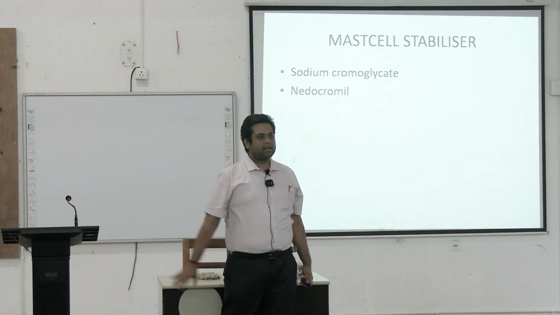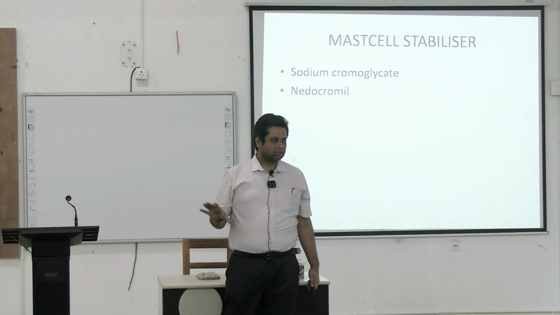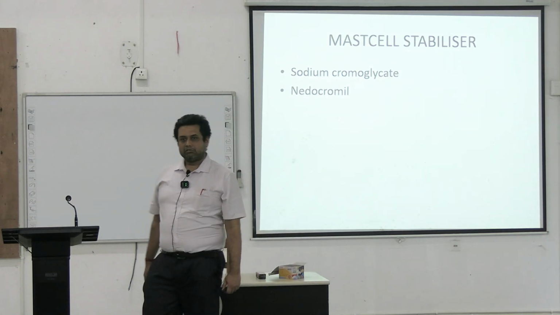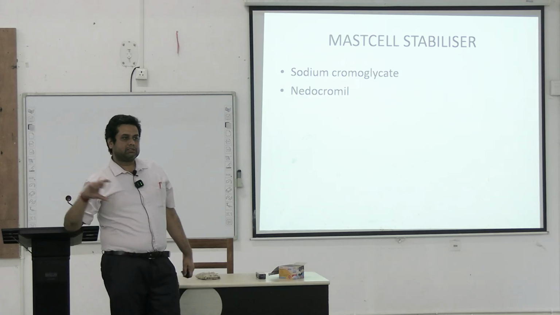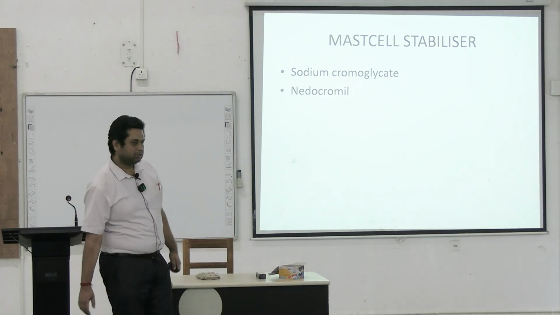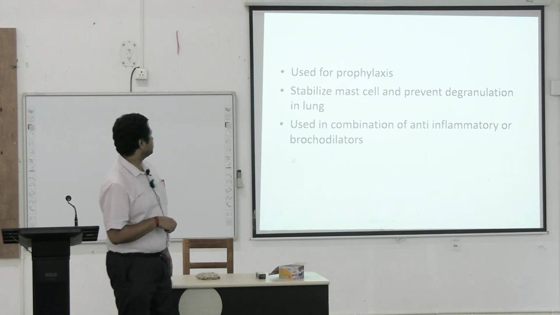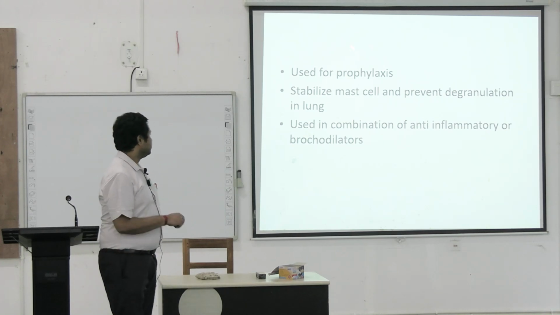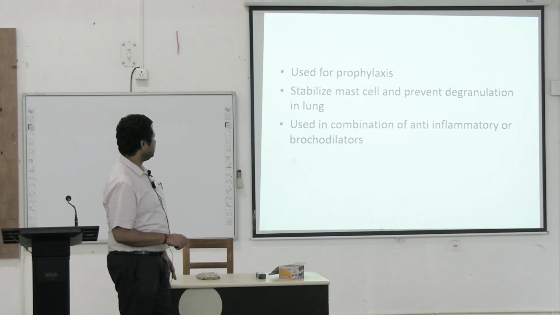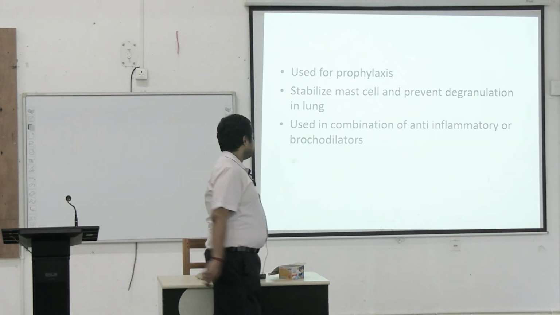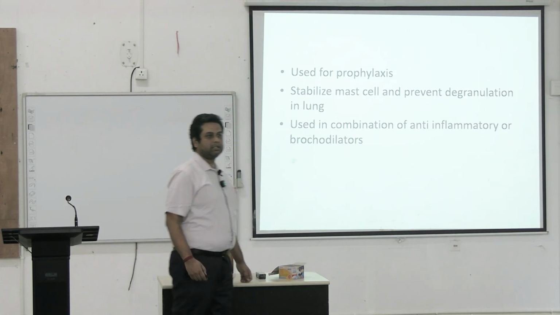They can act only for prophylaxis. They cannot terminate any attack. So start with steroids, start with beta agonist. Used for prophylaxis. It stabilizes mast cells and prevents degranulation in the lungs. Used in combination with anti-inflammatory drugs or bronchodilators.